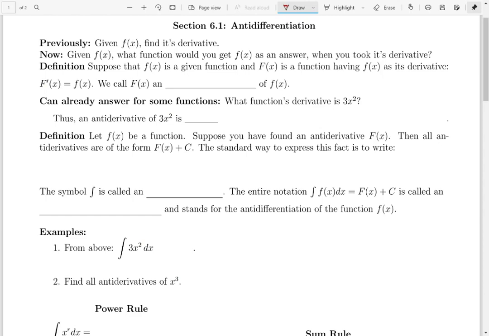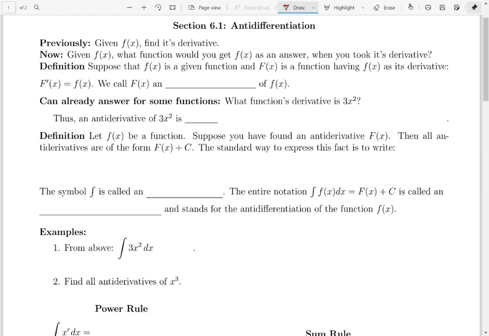Section 6.1, Antidifferentiation. Up to this point, we have talked about the derivative, we have found derivatives, we have used derivatives to help us answer questions. Now, we're going to play a different game. We're going to say, given f of x, what function would you get as an answer when you took its derivative? So, specifically, the question that we're asking is if you could do differentiation in reverse, what would you get?